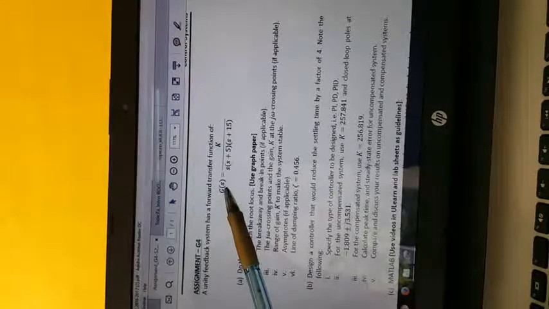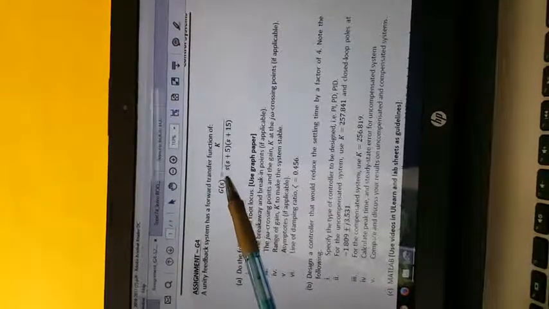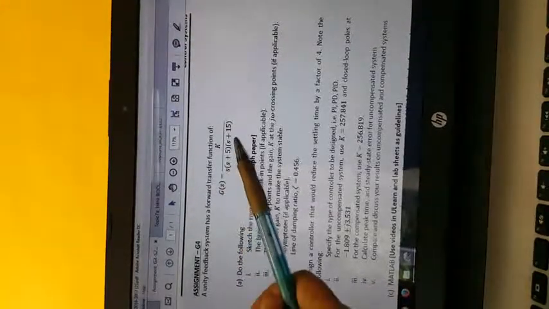We are from group 4 and this is our assignment. Our assignment consists of this equation, which is G(s) equals K over s times (s plus 5) times (s plus 15). And these are our questions.